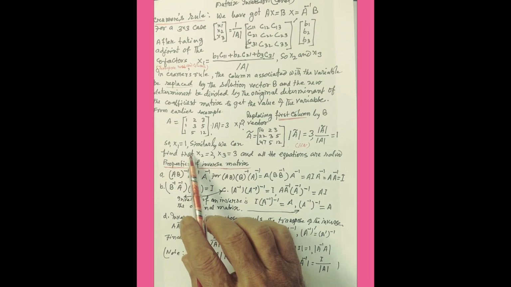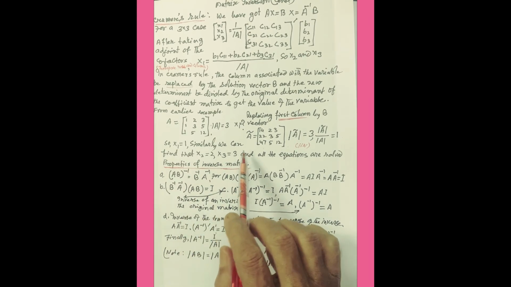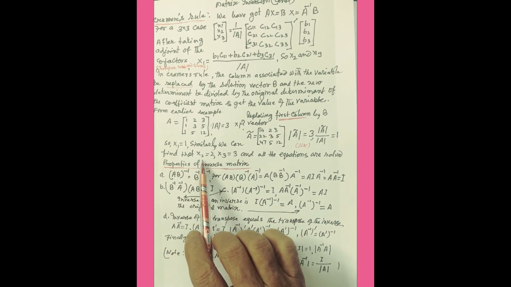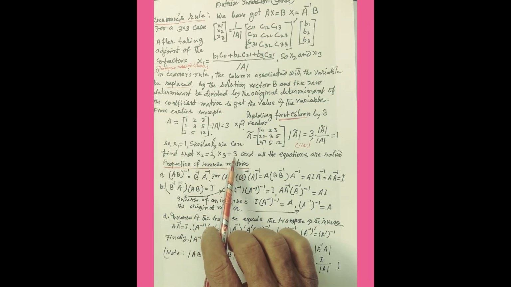So this determinant divided by the original determinant is equal to 1. So 3 divided by 3. Earlier we got the determinant 3, so 3 divided by 3 is equal to 1. So x1 is equal to 1. Similarly, we can find that x2 is equal to 2 and x3 is equal to 3.